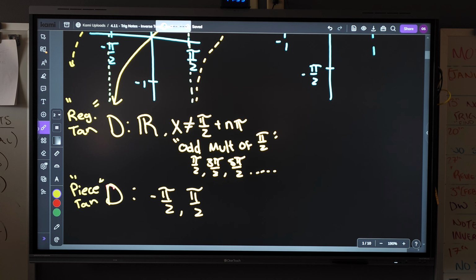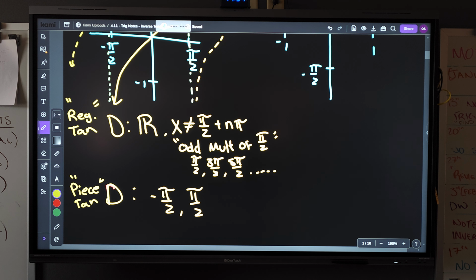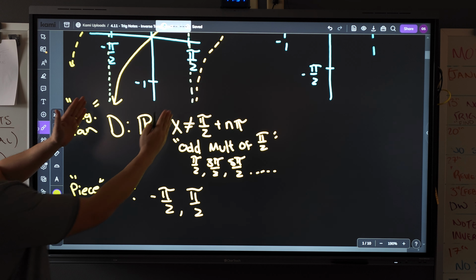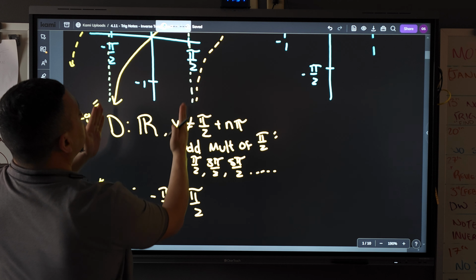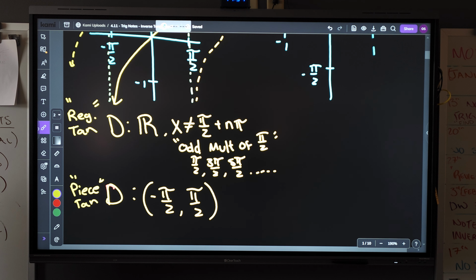But here comes my important question for you guys. Should I put parentheses or brackets on these pi over 2's? They're really important that you know the difference. Brackets mean they touch, right? Parentheses mean they don't touch. So what's happening here? Can we touch these? No. So, very important, okay? And this is going to matter when we go to the unit circle.